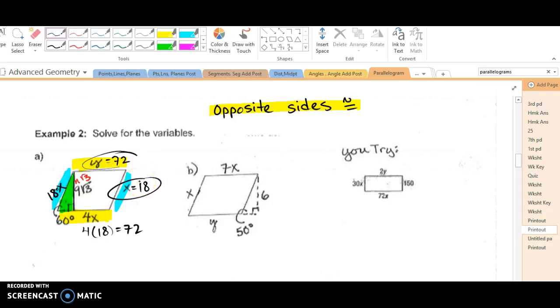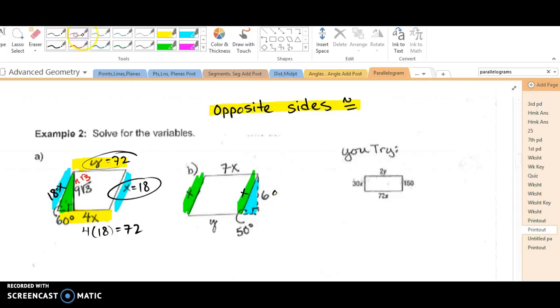Alright, let's take a look at part B. On this one, we again have opposite sides congruent. I'm getting a little bit ahead of myself here, sorry. Here's your opposite sides congruent, so since that's x, this is x. We have the blue right triangle. We have 6 on the opposite side.